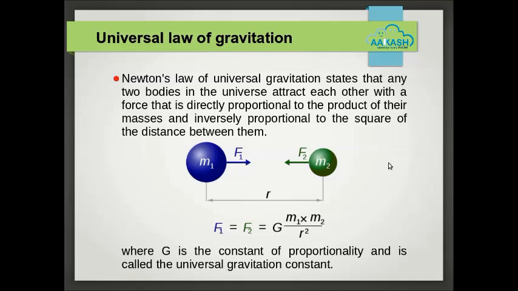It is given by the following mathematical equation: F equals G multiplied by m1 into m2 by r square, where G is the constant of proportionality and is called the universal gravitation constant. Here m1 and m2 are the masses of object 1 and object 2, and r is the distance between both the objects.